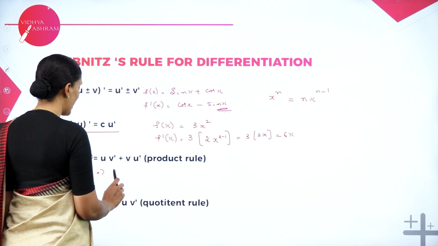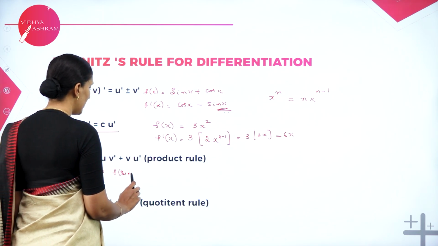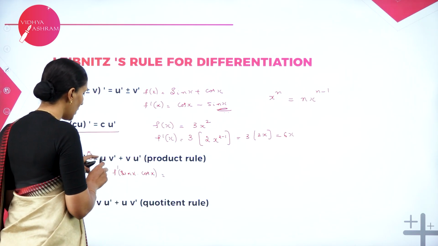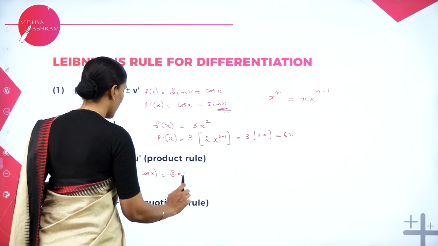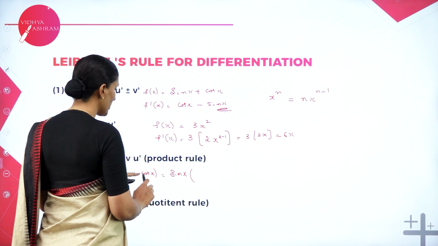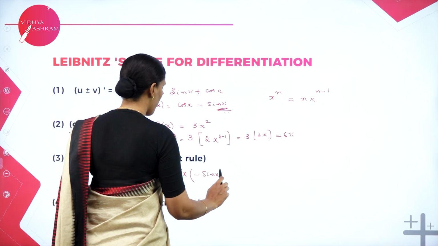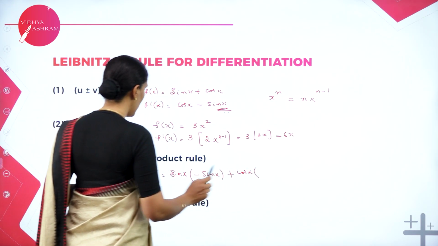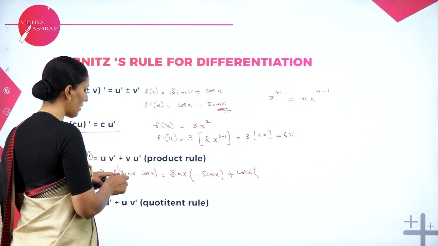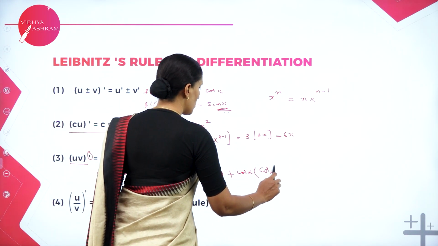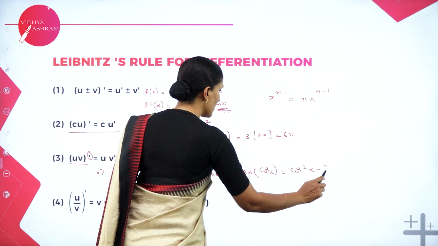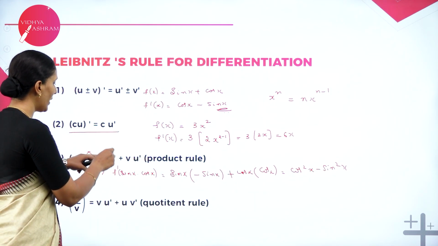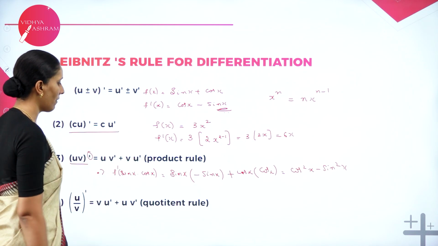I am finding the derivative of sin x into cos x. So f dash of this function becomes, see, u should be the same, so sin x into the derivative of cos x. What is the derivative of cos x? Minus sin x. Plus, keep v the same, so the second function cos x into u dash. U dash means the derivative of sine. The derivative of sine is cos. So we get the answer as cos square x minus sine square x. So this is the value. So this is the product rule: first function into derivative of second plus second function into derivative of the first.